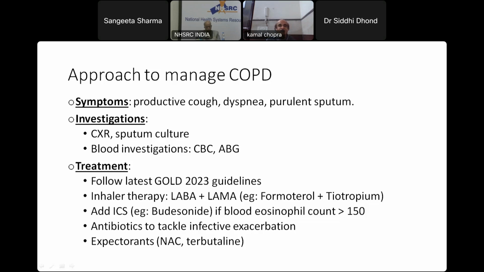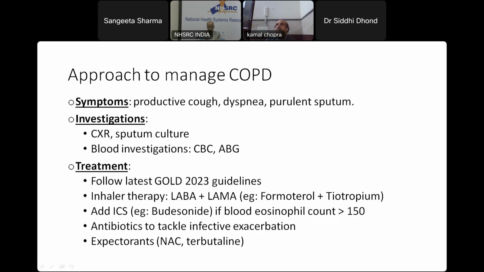Again, like asthma, the first line of treatment is inhaler therapy. Inhaler therapy may be by inhalation or by nebulizer. A frequently used combination is LABA and LAMA, long-acting beta agonists like formoterol and tiotropium. This combination is freely available in the market. Sometimes, if an allergic component is seen, like if blood eosinophil is more than 150, then an inhaled corticosteroid like budesonide is also added. Antibiotic is required only when there is an acute infective exacerbation.